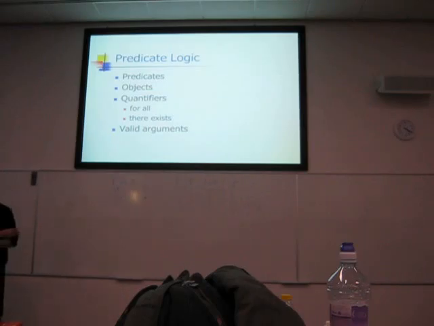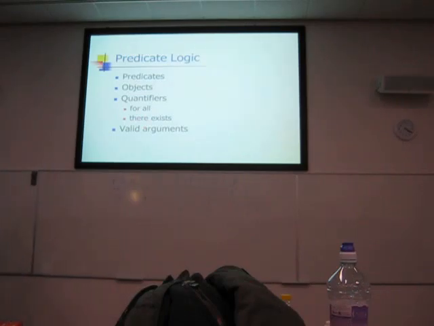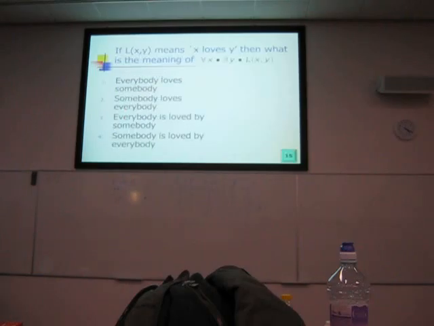Predicate, predicate object. So we've got predicates, objects, modifiers, and all that good stuff. So for all, there exists, and we can use the invalid arguments again. You all remember these. We love them.